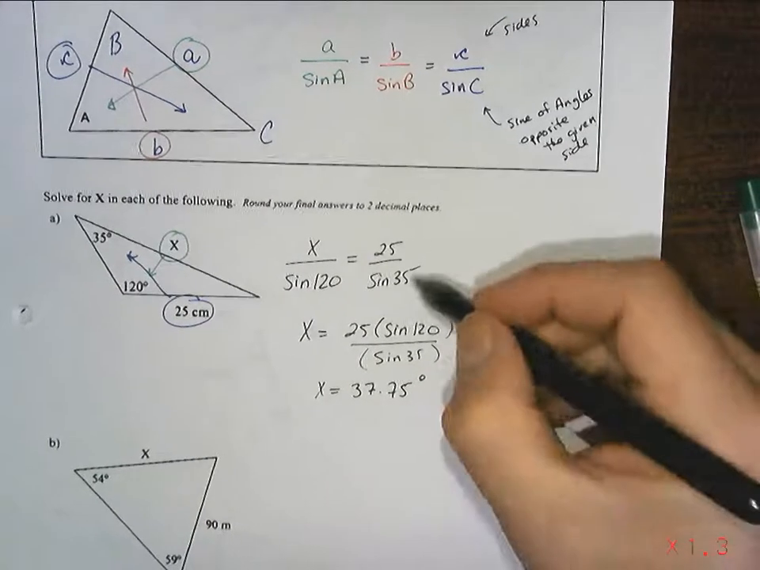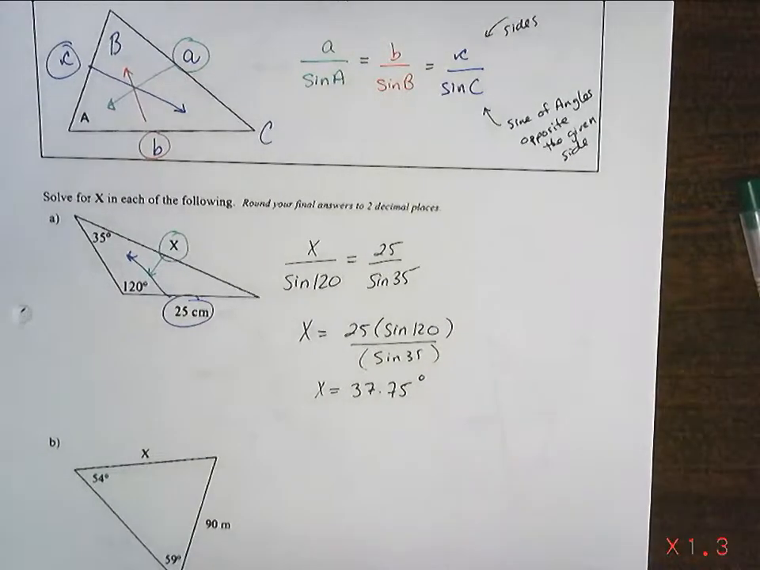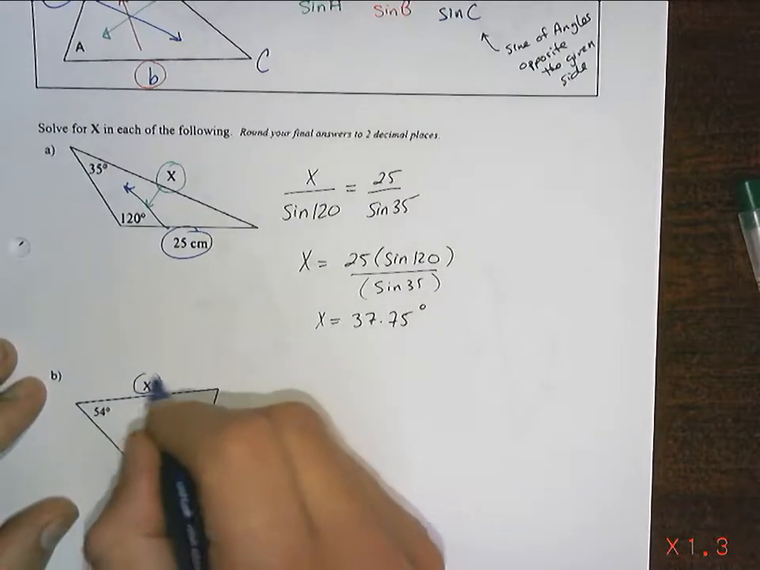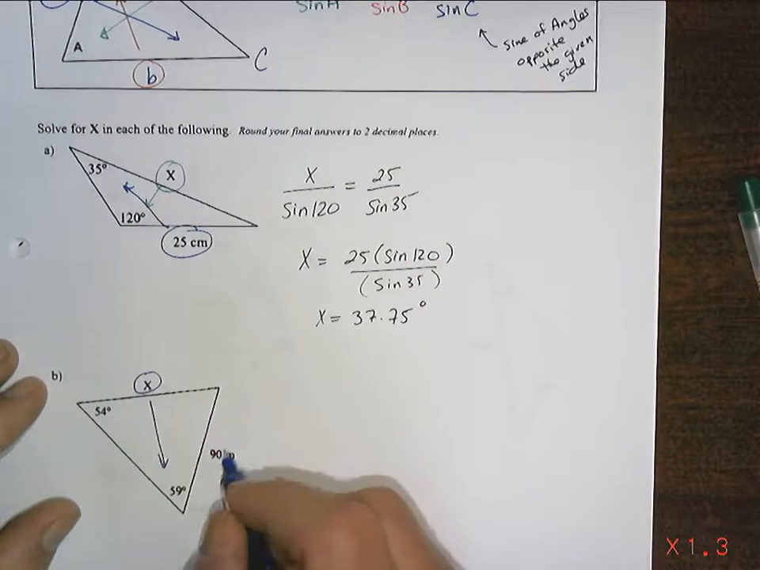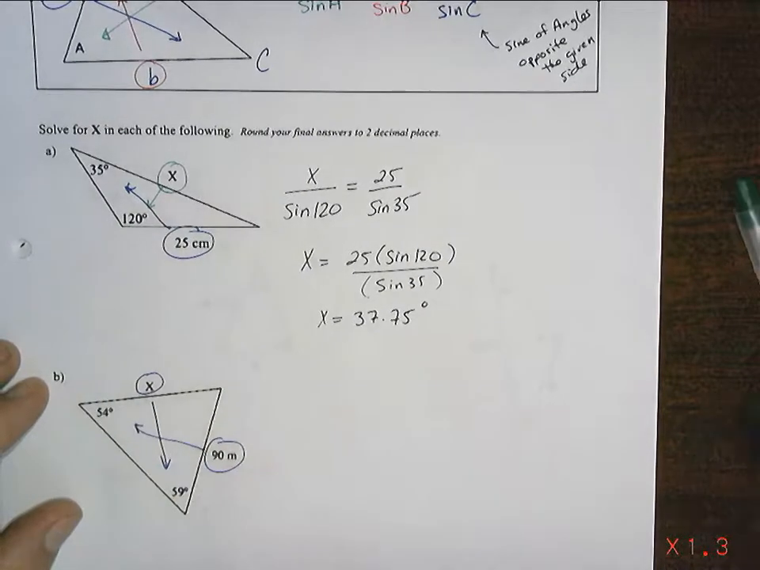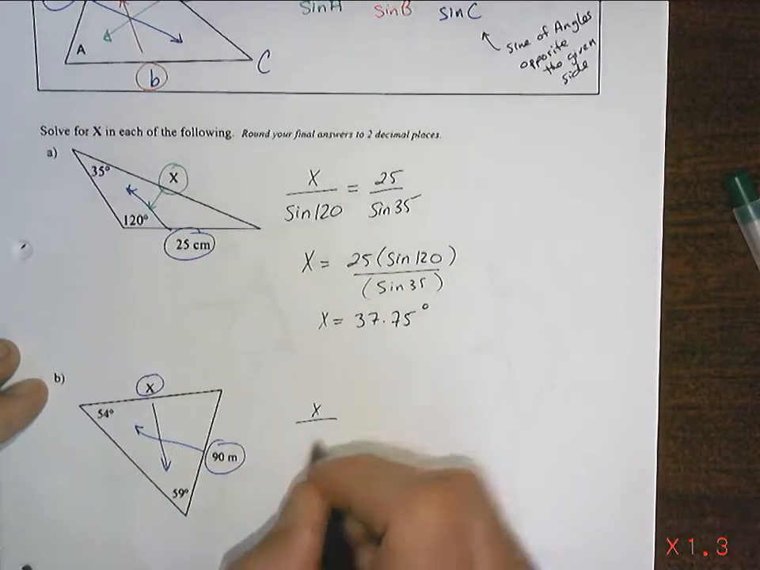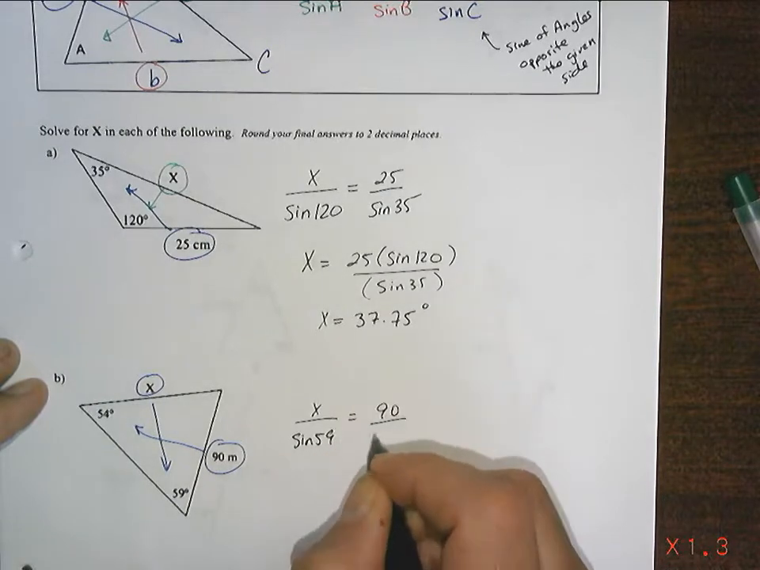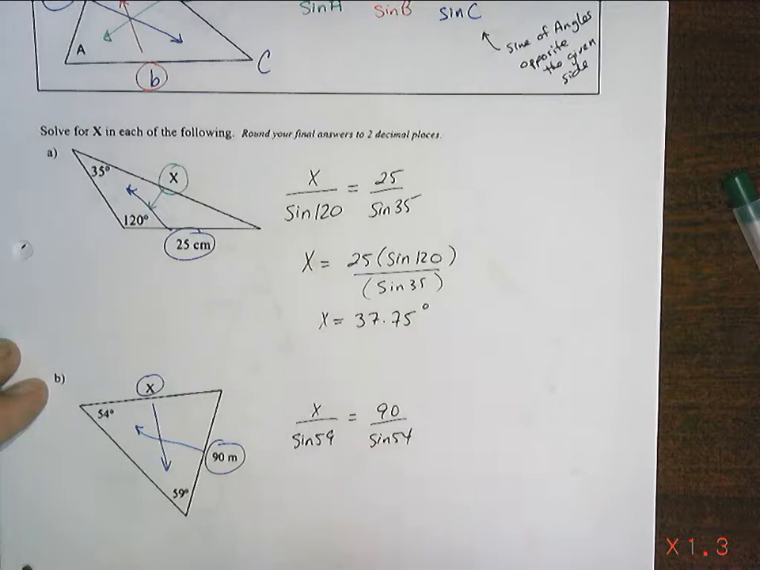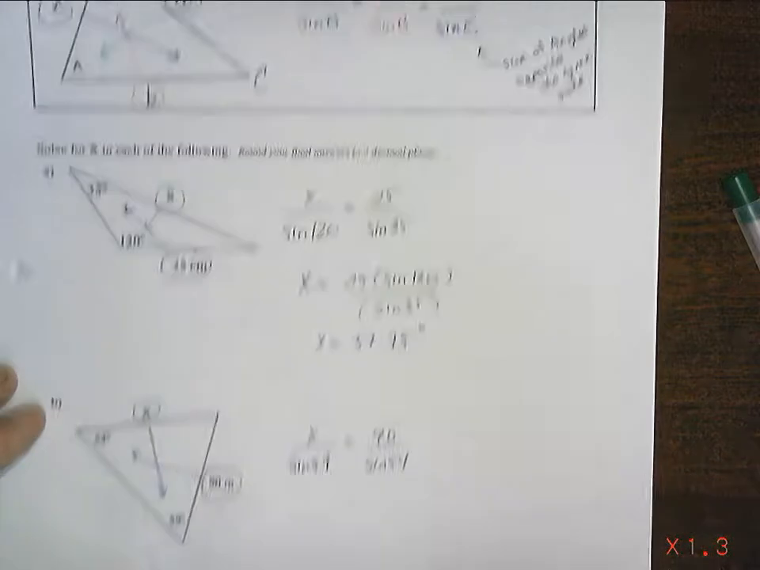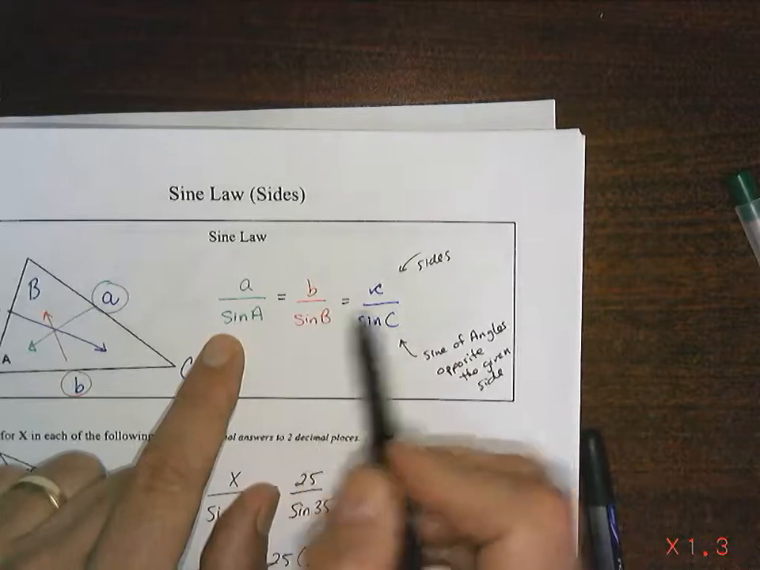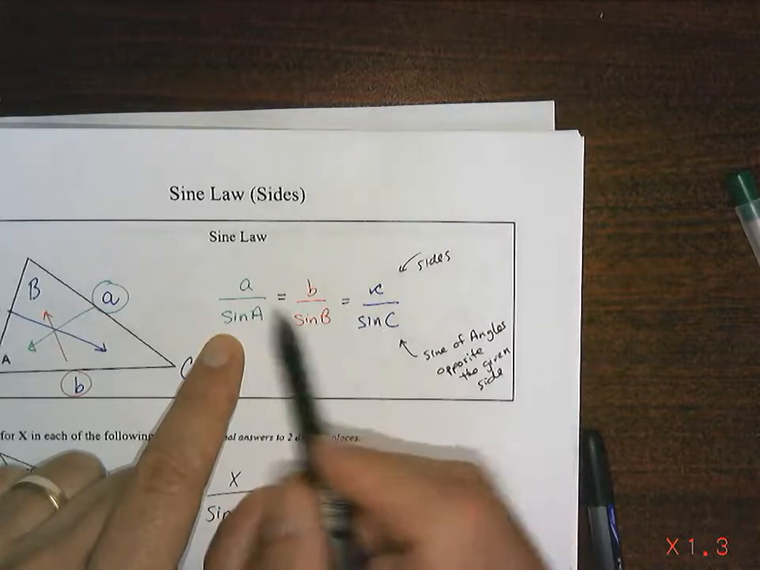That's a 3-mark question. One for this, one for this, one for this. Off you go. Now, let's do the next one here. So I look for a pattern. Side, angle opposite it. Side, angle opposite it. That means that side, sine of 59, angle opposite, equals 90 over sine of 54, angle opposite it. That's all I need. Now, notice that this was the formula. The formula had A sine A, B sine B, C sine C. But I'm never using all 3 at once.